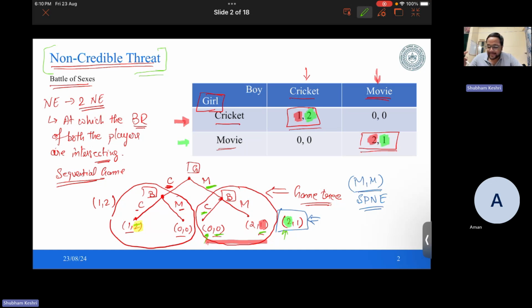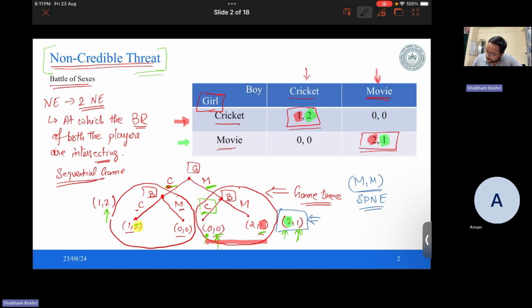You see, why will boy say this threat? If the girl plays cricket and he plays cricket, he will get a utility of 2. Instead of that, he is getting a utility of 1. So he wants to maximize his utility. So this threat he wants to give to the girl, that if you play movie, I will play cricket and sabotage your utility. But he cannot do that because the girl knows he will not play cricket. Why? Because his utility is also decreasing from 1 to 0.